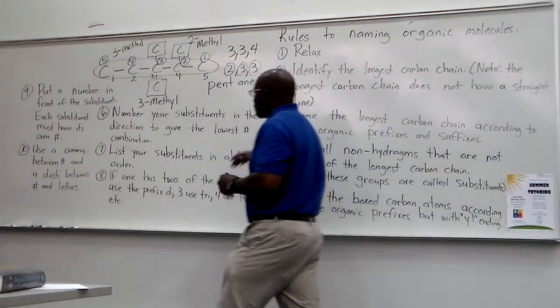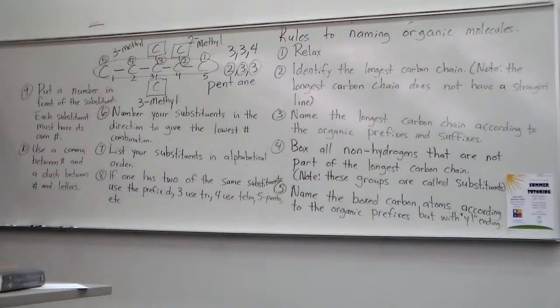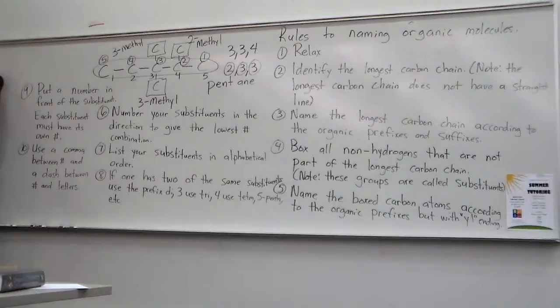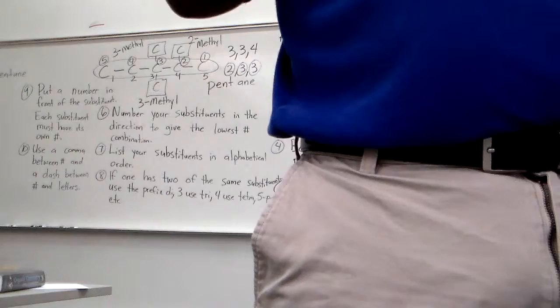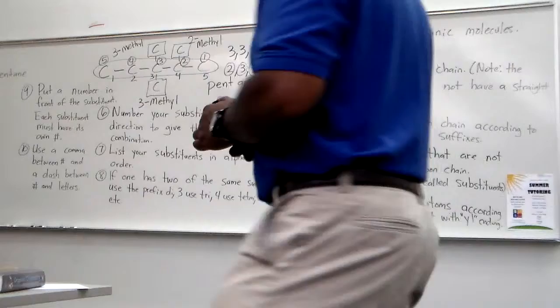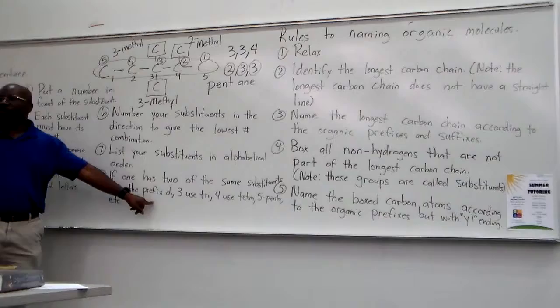Since all of my substituents are methyls, we put the substituents first, then the parent name, pentane. Now, do you have two or more of the same substituents? Notice all of our substituents or branch groups are methyls. So we have three of the same type of group. We're going to put a prefix in front of that name. Since we have three, what do we put in front of the name? Tri.